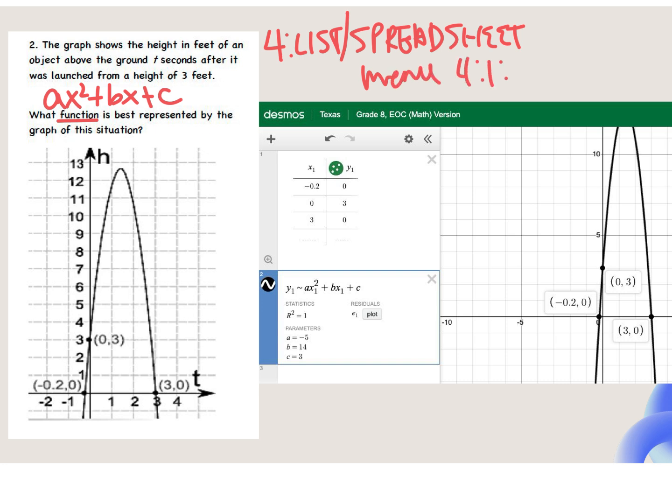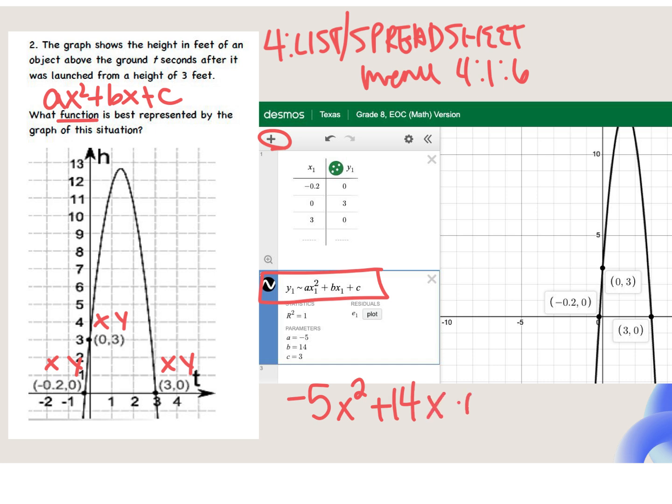I used Desmos so I could put a picture for you in. So I added my table, right? Remember, these are our x's and y's. Make sure you put those in correctly. Then I went ahead, if you're in Desmos, you're going to type this. If you're in the yellow calculator, menu 416, and it gives you your a. So we'll write negative 5x squared. Your b is 14. We're going to use x there, sorry. Plus 3. And this would be our equation for that. We did that a couple of minutes ago.